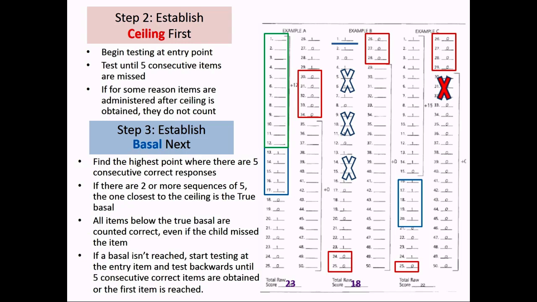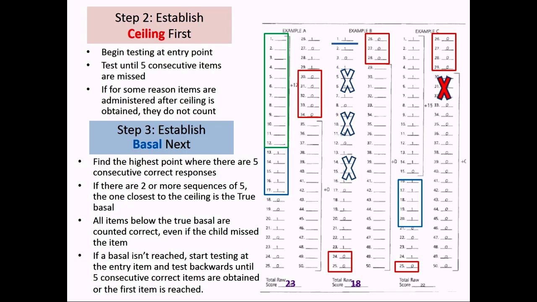So if you look right below that point, there's a 0. So the child had missed the spelling of a word. And then there's another new basal below that. Well, the highest basal is the true basal. So even though you see a 0 on item number 15, the child gets credit for spelling that word correctly. So at this point, they've got 20 points. Make sure you understand that.